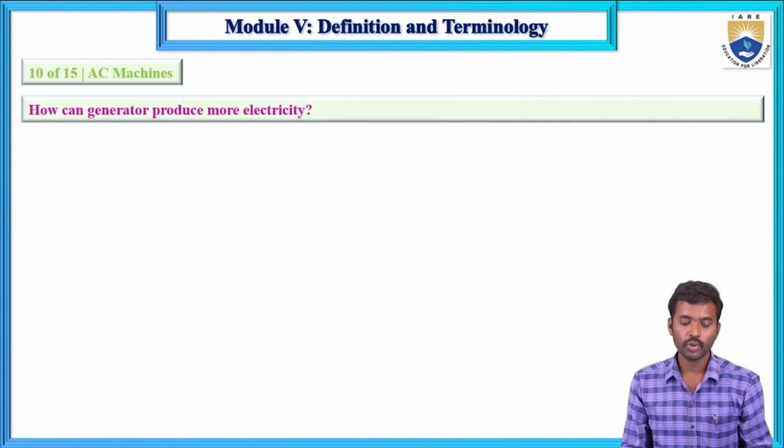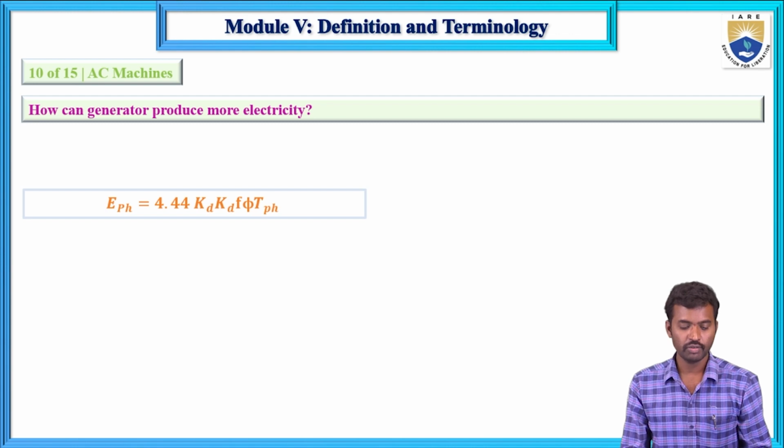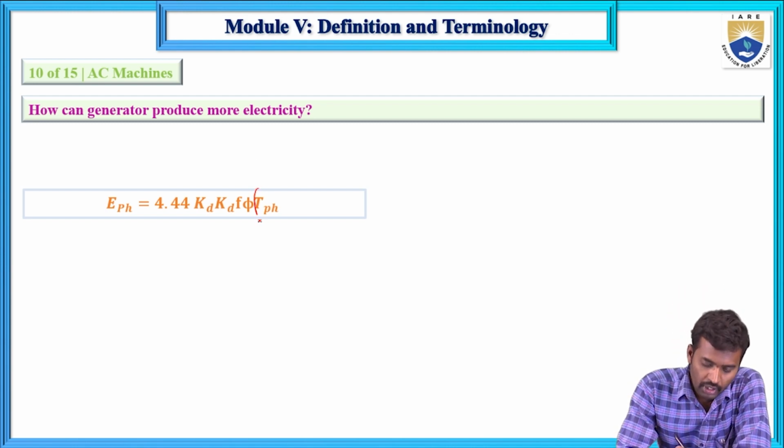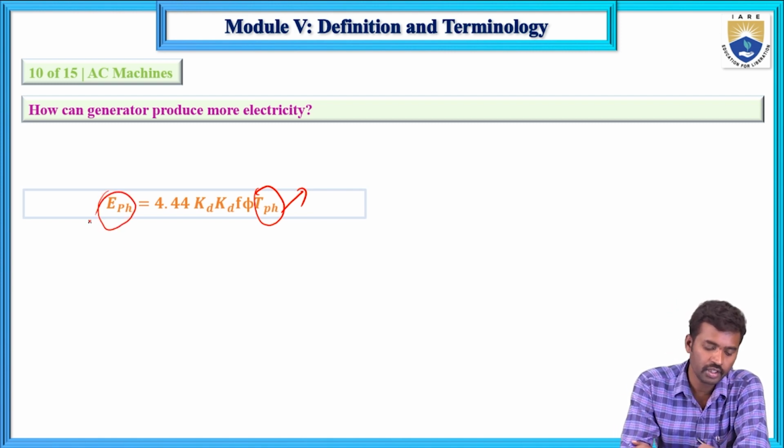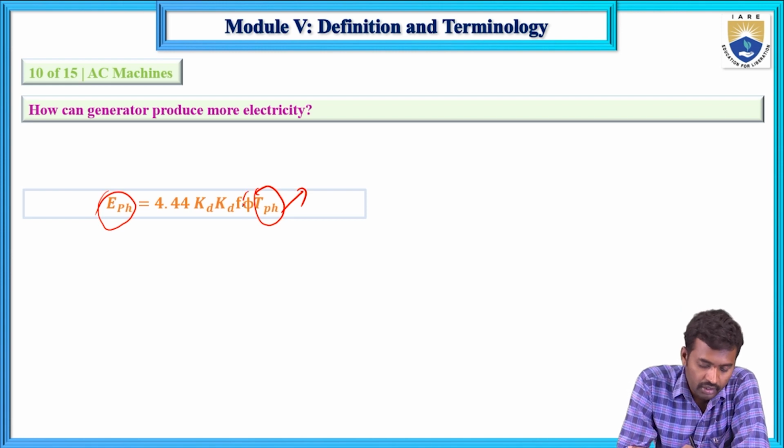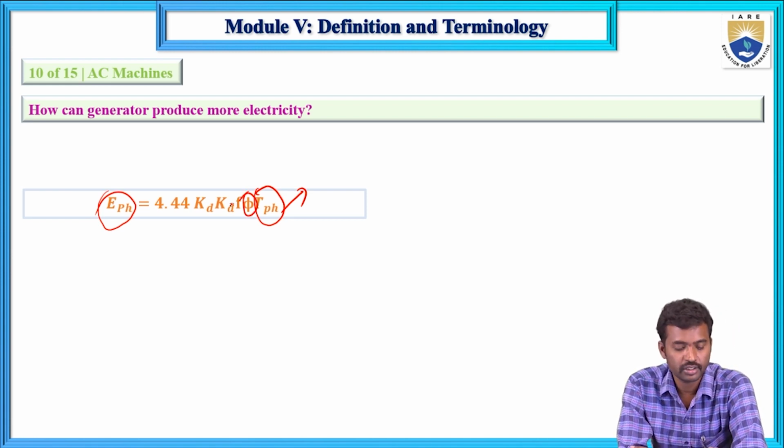10th question. How can a generator produce more electricity? It depends on the number of turns. If we increase the number of turns, the number of conductors, then we can increase the electricity. And if you increase the flux, the magnetic field, then we can increase E = ZNφ/60 × P/A, and the number of poles. In case of DC and AC it is the same thing. If the number of turns and conductors increases, and the flux increases, we can increase the EMF.